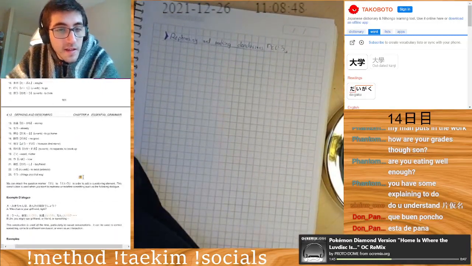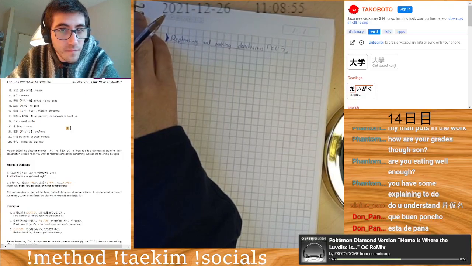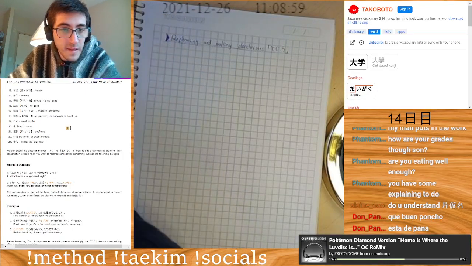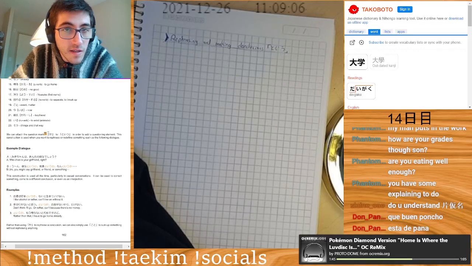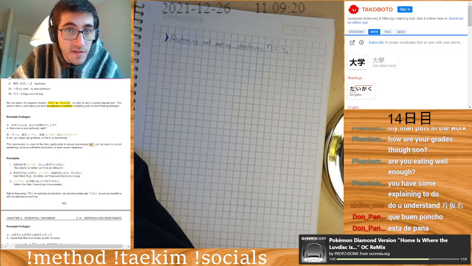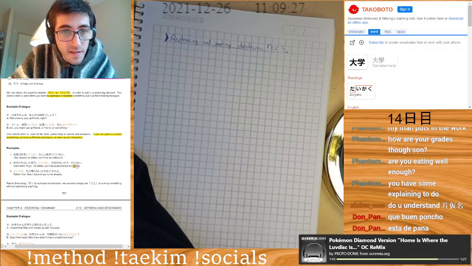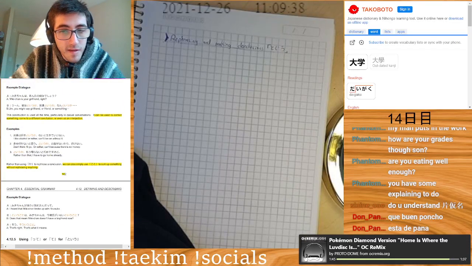Okay, so we're gonna touch the question marker ka in order to add a questioning element. So you rephrase or define. So ka with the you to rephrase or redefine, but it can be used to correct something, come to a different conclusion, or simply as an interjection. Rather than using ka to rephrase the conclusion, we can also simply use koto to sum up something without rephrasing anything. Pretty simple, pretty straightforward.